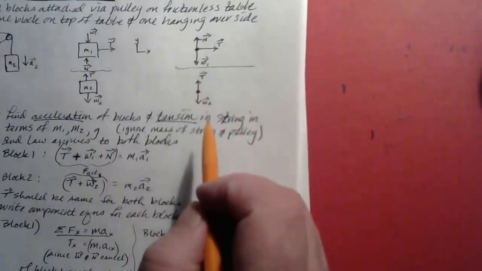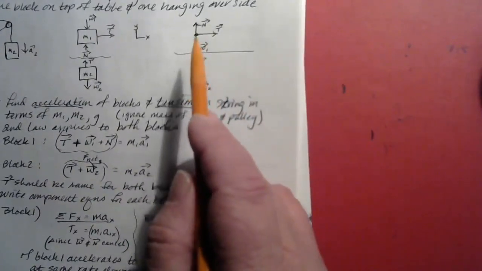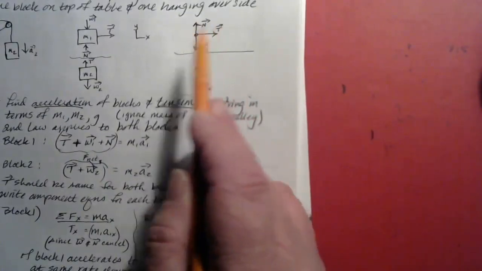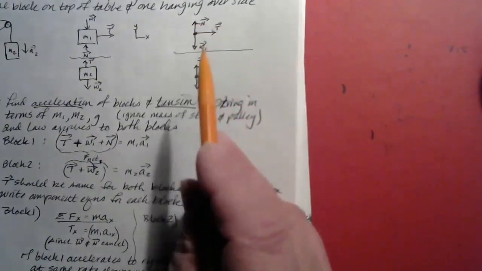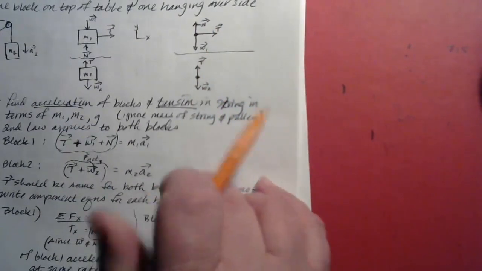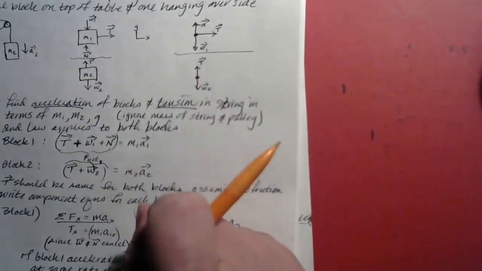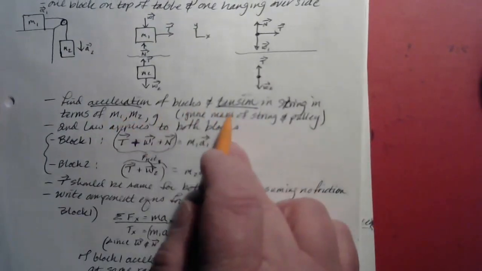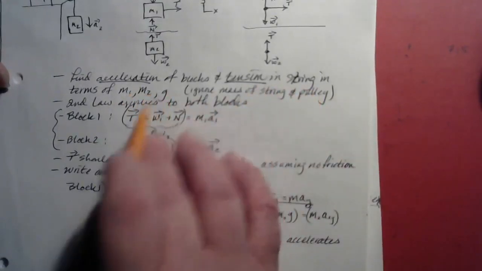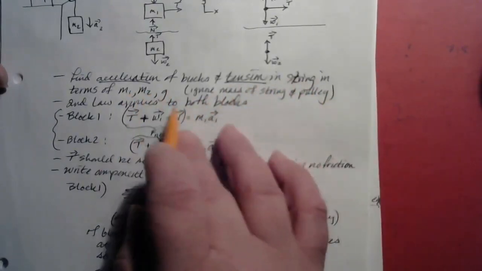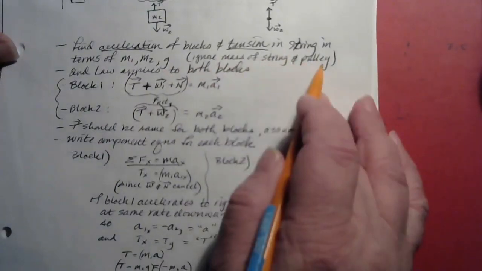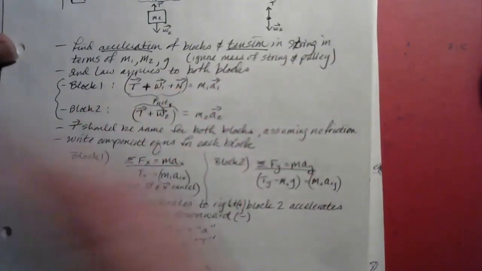Okay, and in true free body diagrams where you use a point for the center of mass of the object, this is what the free body diagram for block 1 would look like, and this is what the free body diagram for block 2 would look like. In this case, we can find the acceleration of the blocks and the tension in the string in terms of mass 1, mass 2, and g, that is gravity. And like I said, we can ignore the mass of the string and the pulley and assume that there's no friction.